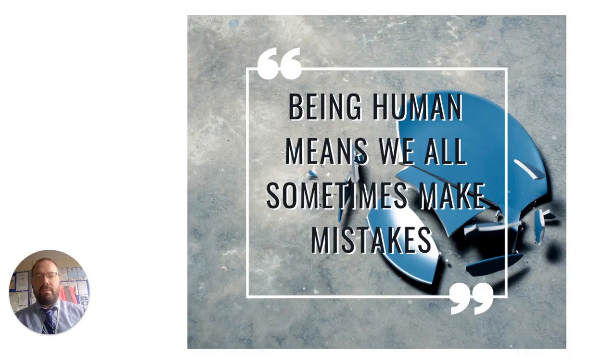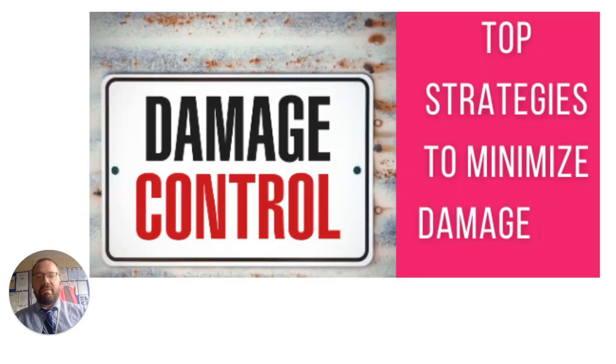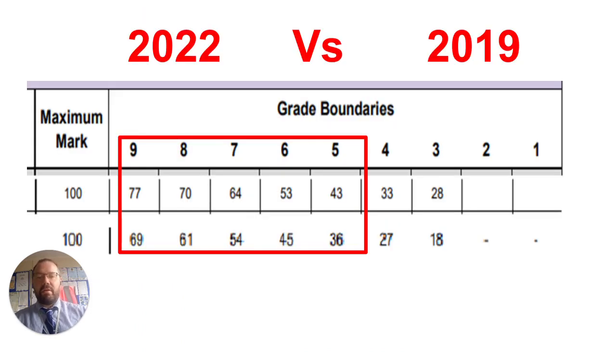We're all human. We all can sometimes make mistakes, and the key is damage control. Instead of it costing you 6 marks, maybe it does cost you 1 mark instead. So if you take a look at the grade boundaries from 2022 to 2019, we can see around 9 mark difference in the bottom ones, okay?